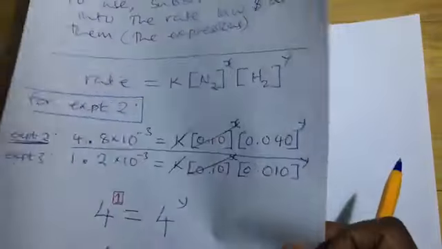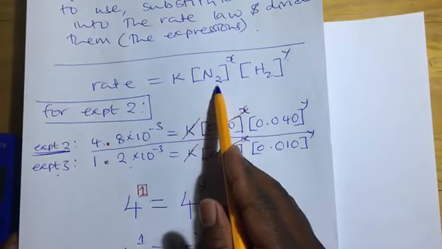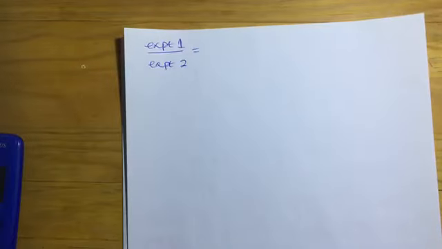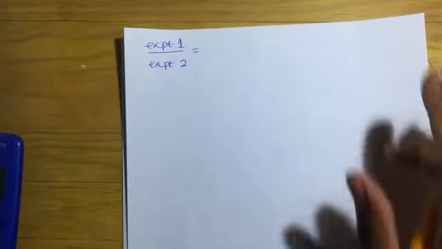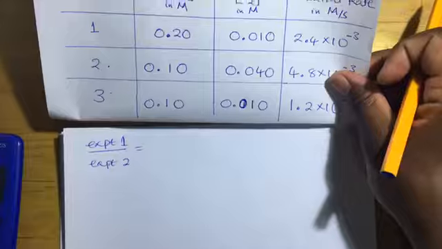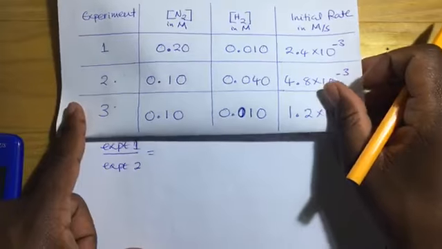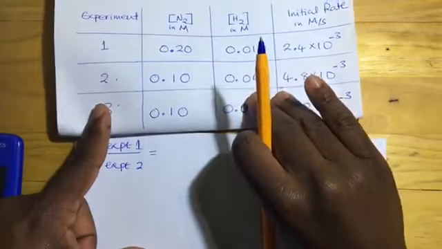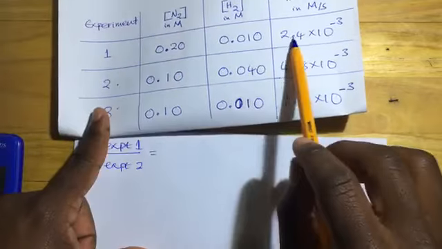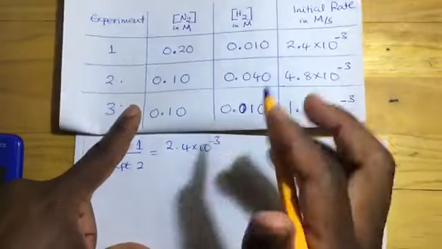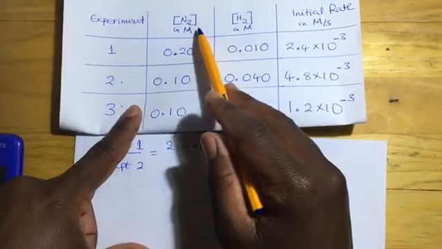And remember the rate law. Where is the rate law? The rate law was concentration of nitrogen to the power x, concentration of hydrogen to the power y. Nitrogen to the power x, hydrogen to the power y. So it's experiment 1 divided by experiment 3. Okay, let's go. The rate for experiment 1 is 2.4 times 10 to the power negative 3, is equal to concentration of nitrogen to the power x.